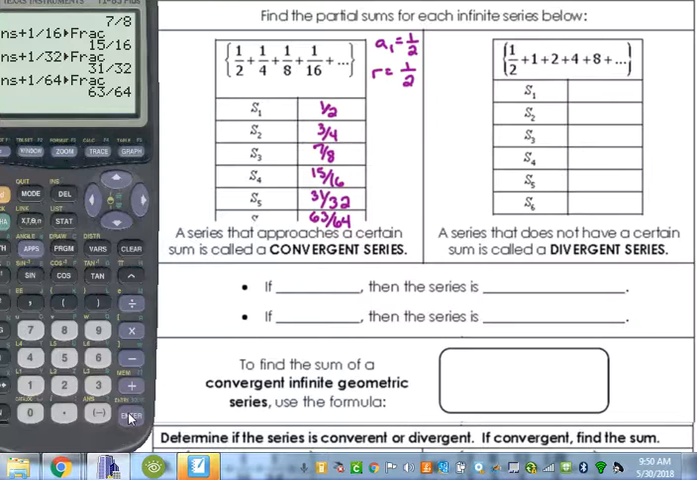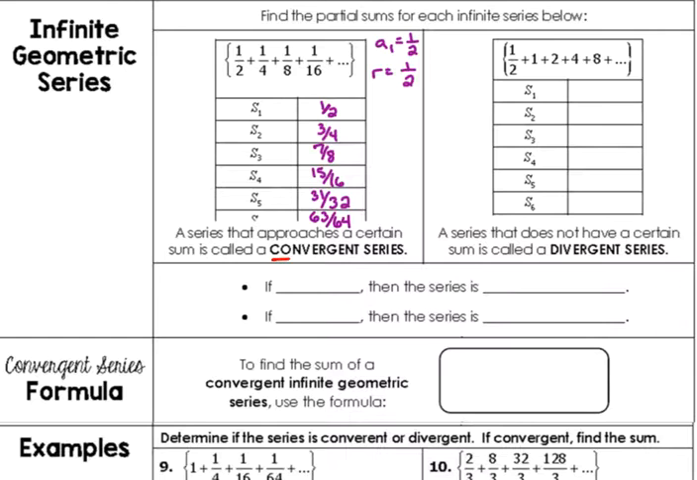So a series that approaches a certain sum is called a convergent series. It converges. If you converge on something, then that means that you're kind of closing in on whatever it is. In this case, we're closing in on a number. Let's look at the other one. We're still starting with the same value, 1/2, but what's the common ratio for the second series? 2. Okay, so let's add these up.